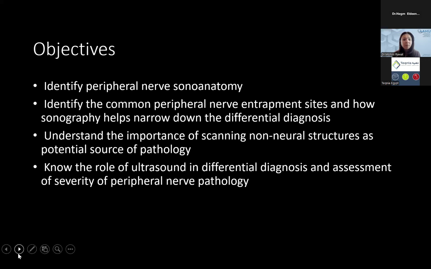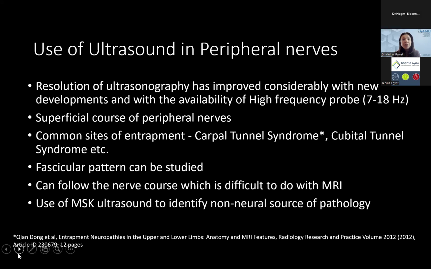Also, to put everything together, we integrate and know the role of ultrasound in differential diagnosis and assessment of severity of peripheral nerve pathology. So why do we use ultrasound in the assessment of peripheral nerves? We prefer ultrasonography over other imaging because of the resolution that we get. The resolution that ultrasound provides is considerably more detailed than what we see with MRI.